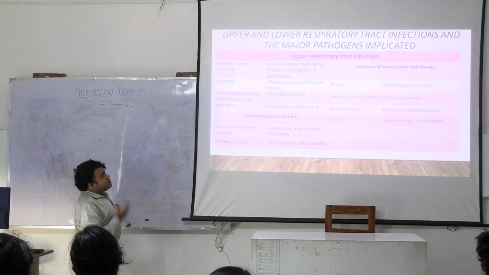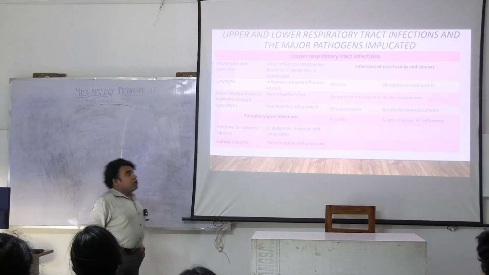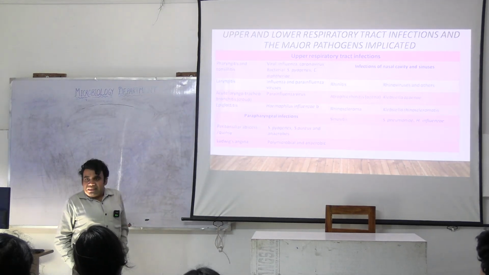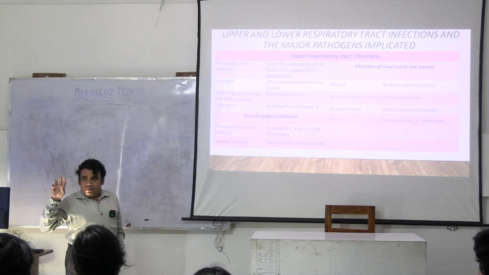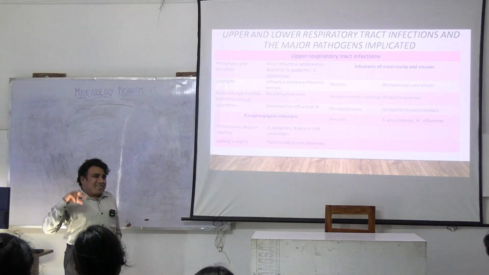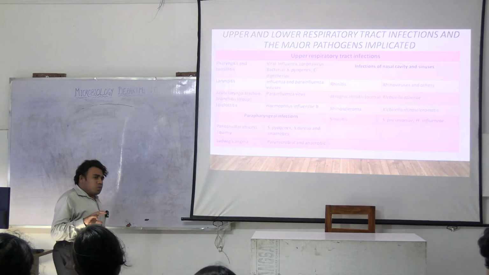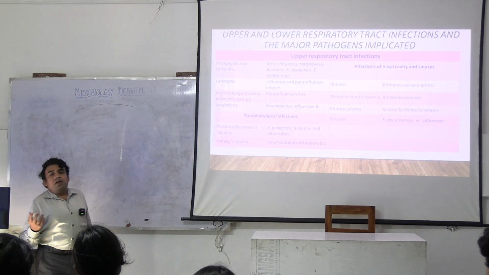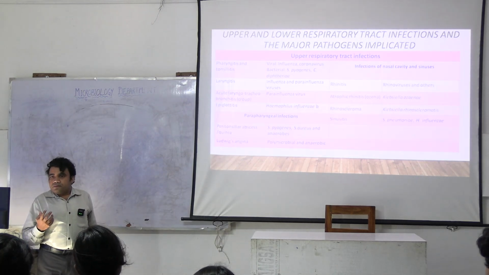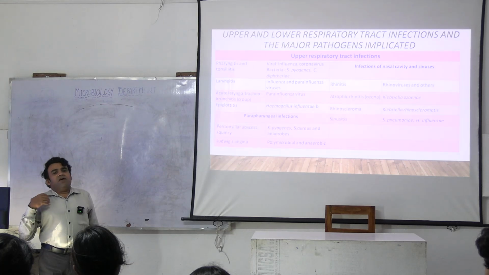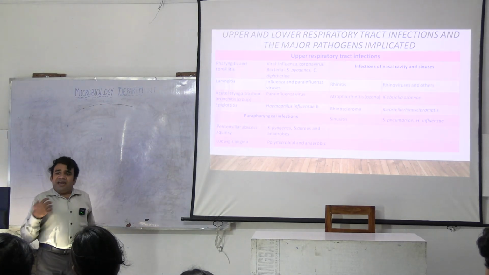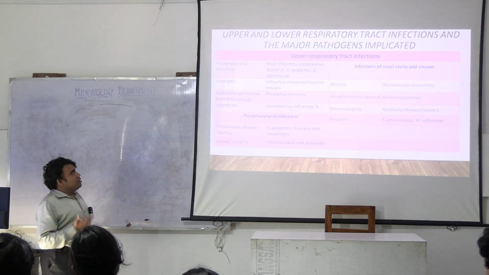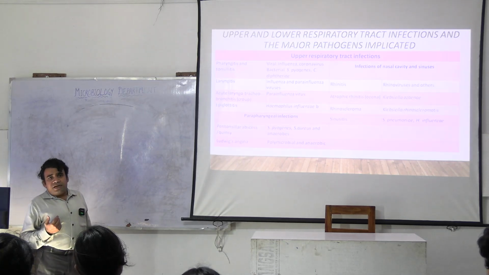Now, if you look at the various diseases of the upper respiratory tract, first we have pharyngitis and tonsillitis. Tonsil is a lymph node, lymphatic tissue present in the pharynx. So, most of the time, the infections will be as a whole. That is, inflammation will be seen both in the pharynx along with the tonsils. Next, laryngitis, that means inflammation of the larynx. Epiglottitis, that is inflammation of the epiglottis.